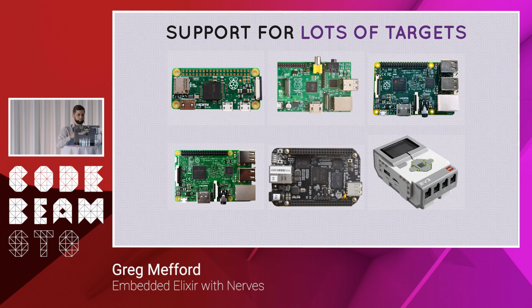We have support for a lot of targets officially out of the box. There's all the Raspberry Pi family and the BeagleBone family and the Lego EV3, which is pretty exciting that you can run Nerves and the BEAM on Legos.